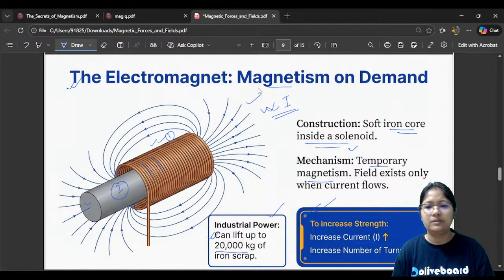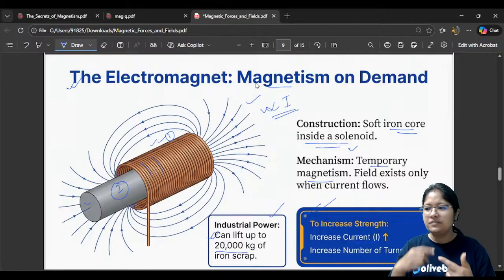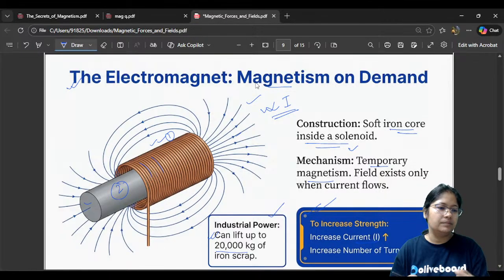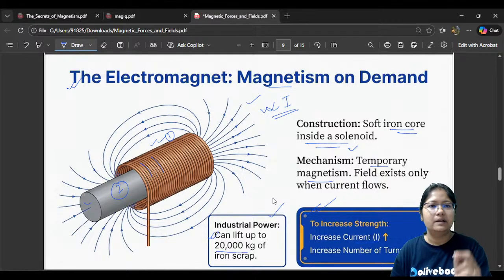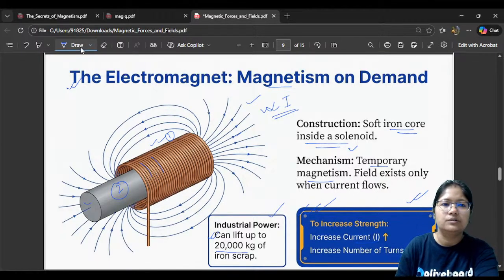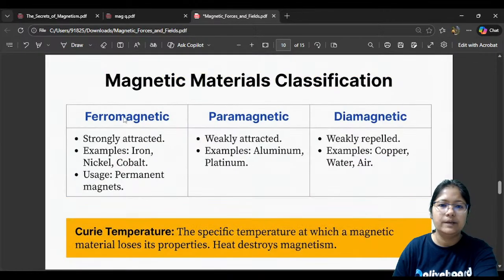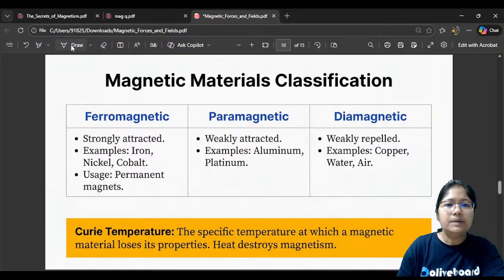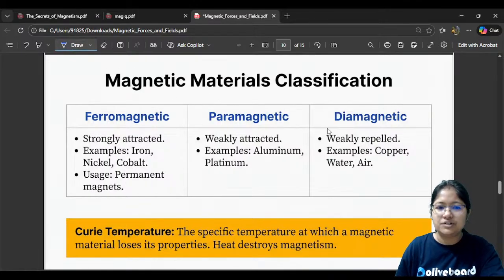The more current that you provide, you will see, if you coil the charger and do the experiment, you will clearly observe that as you increase the current, the strength increases. And if you increase the number of turns, then also it will increase. Okay, now coming to the classifications.